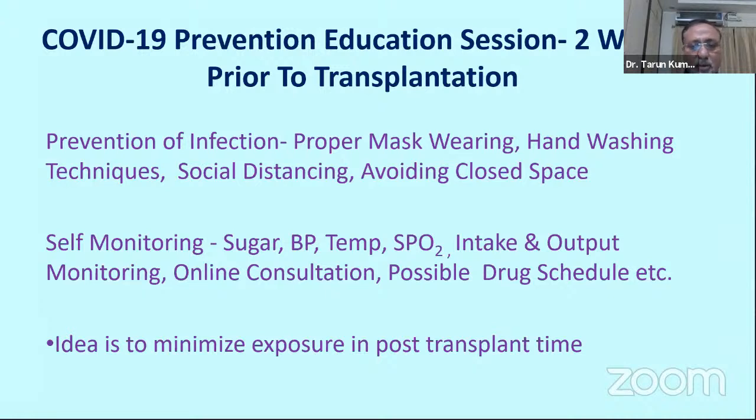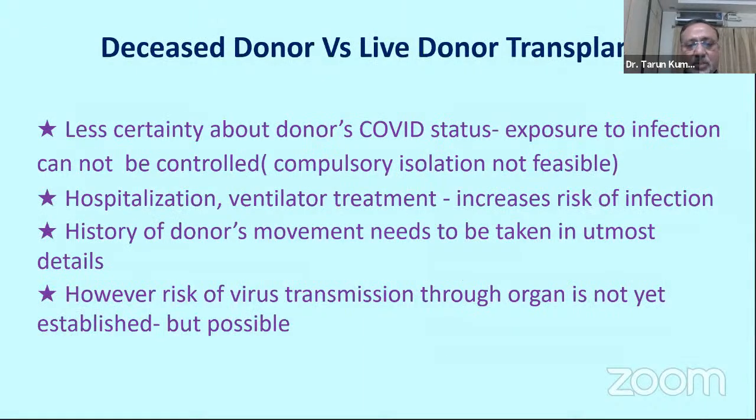They need to be taught about self-monitoring for sugar, blood pressure, temperature, oxygen saturation, intake output monitoring, which are very much important after transplantation. The education as much as possible should be given much before transplantation, so the patient should not get exposed to the health educator or the coordinator or the nurses within 2 weeks prior to transplantation. In those 2 weeks, the patient should be exposed to other people as little as possible to reduce the risk of acquiring COVID infection.